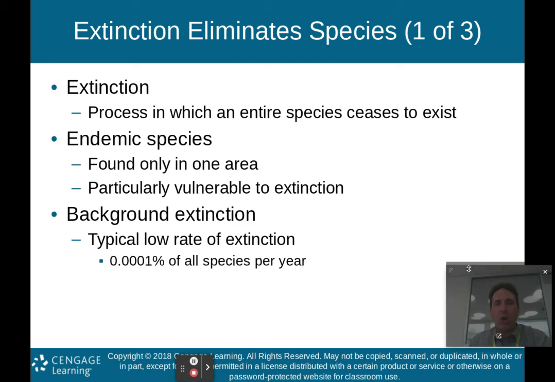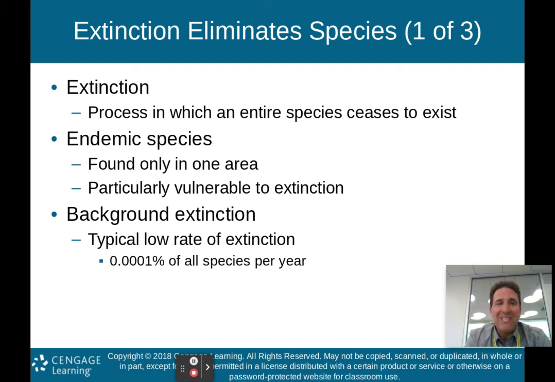Okay, finally, we're going to talk about, we've got a couple of slides left. We're going to talk about what happens when species do not adapt quick enough. We have extinction. So extinction eliminates species. Extinction is a process in which an entire species ceases to exist. Endemic species are found only in one area, and they are particularly vulnerable to extinction, like the panda. We only find that panda in that narrow niche that it lives in, and therefore they're particularly vulnerable. Humans, we're found everywhere. So we're not particularly vulnerable to extinction because we live all over the place.